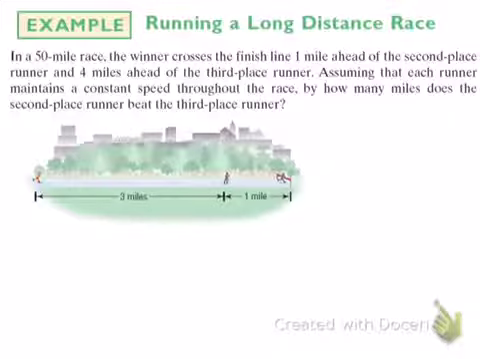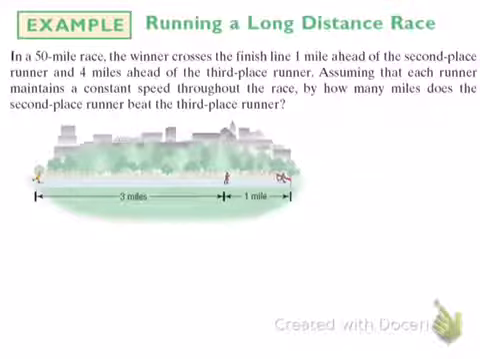And this was with the three runners. The first one finished, the second one was a mile behind him, and then the third runner was 3 more miles behind, or 4 miles behind the winner. And so what we're trying to do is find out how many miles the second place runner beats the third place runner. And so like I always say, just set up what you know, and then we'll figure out what we don't know.